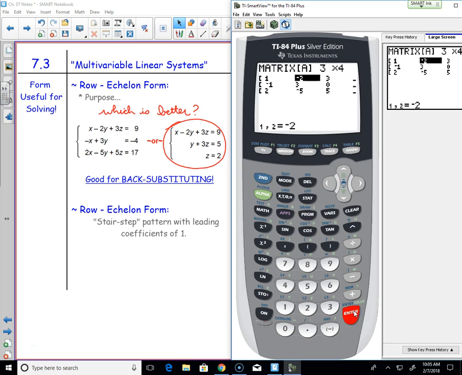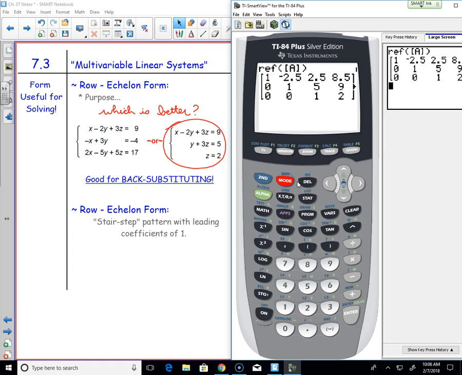I have 1, -2, 3, 9? -1, 3, 0, -4, 2, -5, 5. Huh. Am I wrong? No, it's just another form of the problem. Is it? How can we tell? Is this the X column? Is this the Y column? Is that the Z column? Does Z equal 2? Okay.